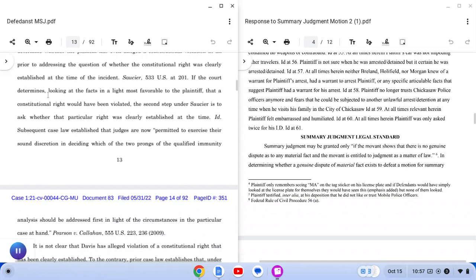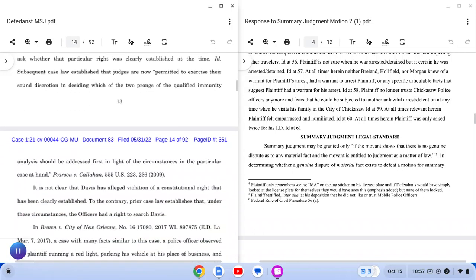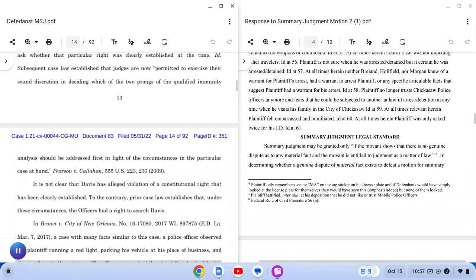If the court determines, looking at the facts in a light most favorable to the plaintiff, that a constitutional right would have been violated, the second step under Saucier is to ask whether that particular right was clearly established at the time. Subsequent case law established that judges are now permitted to exercise their sound discretion in deciding which of the two prongs of the qualified immunity analysis should be addressed first in light of the circumstances in the particular case at hand.